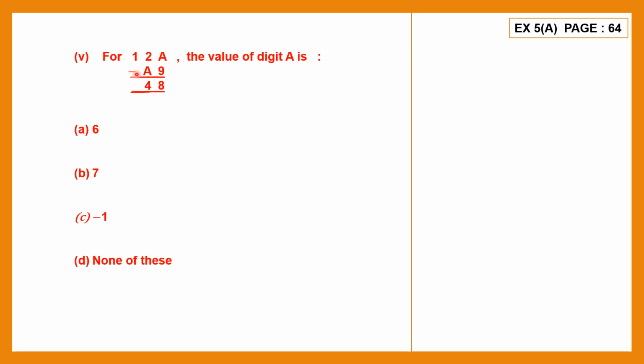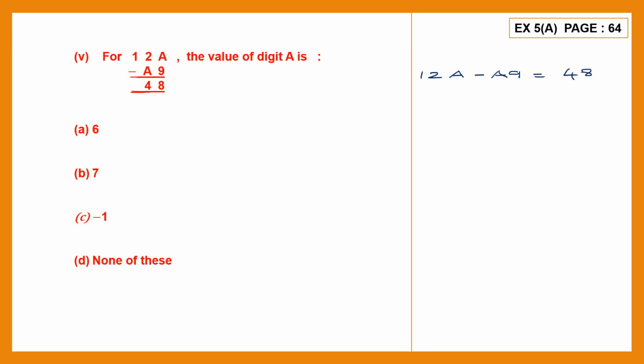Question 5. For 12a minus a9, now the difference is 48, we have to find the value of the digit a. So what we're going to do, this is a subtraction sum. We're going to change it to addition. Now how do we do it? So let's write that. 12a minus a9. I'm going to put it this way. 12a minus a9 is equal to 48.